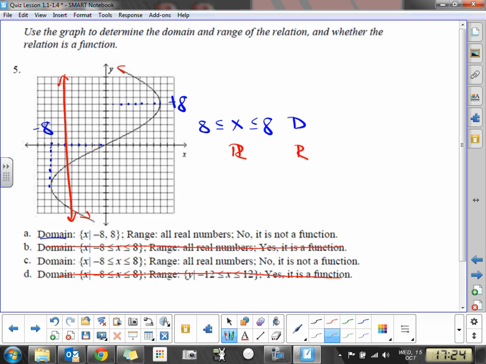So the only two that I have to go with are, the domain is from -8 to 8. This is not proper interval notation, so that's got to be out. And this matches the ideas that I presented earlier. The x's are between a -8 and 8, and all real numbers are its range, and no, it's not a function. So C is our correct response.